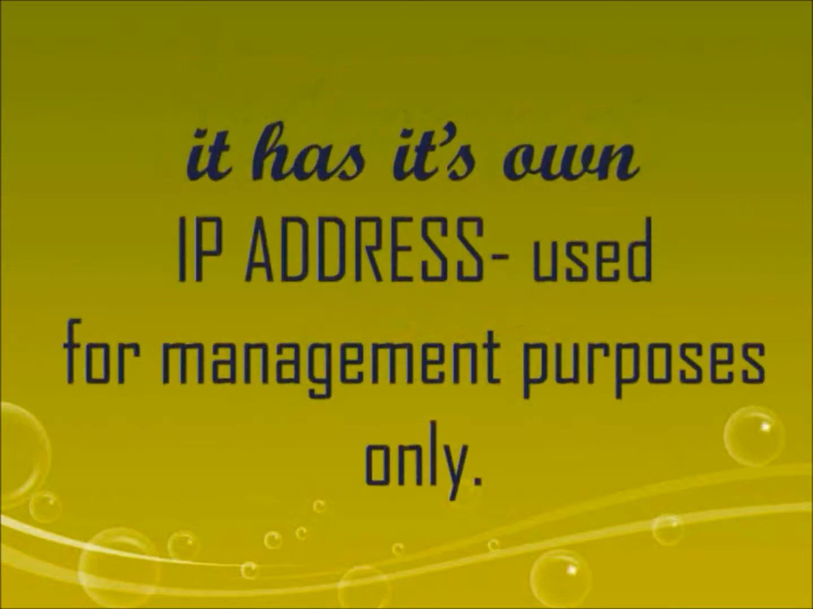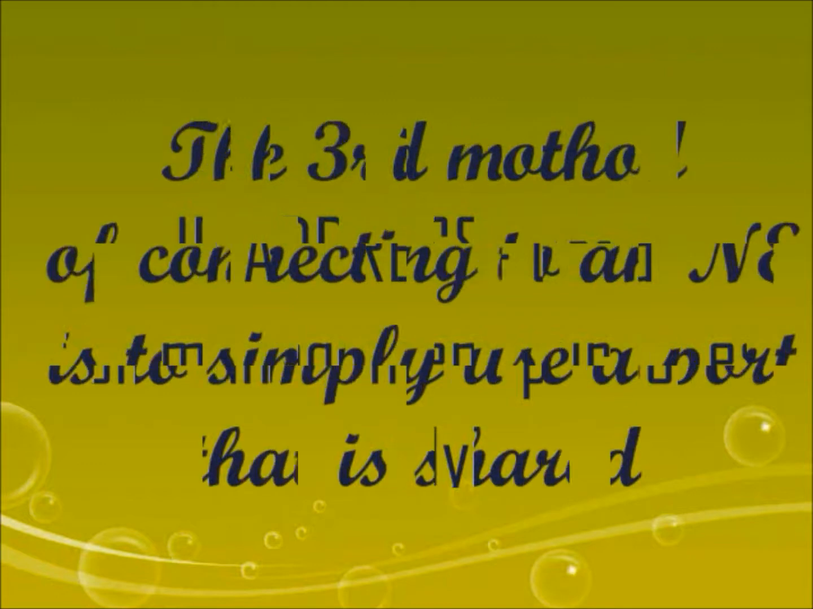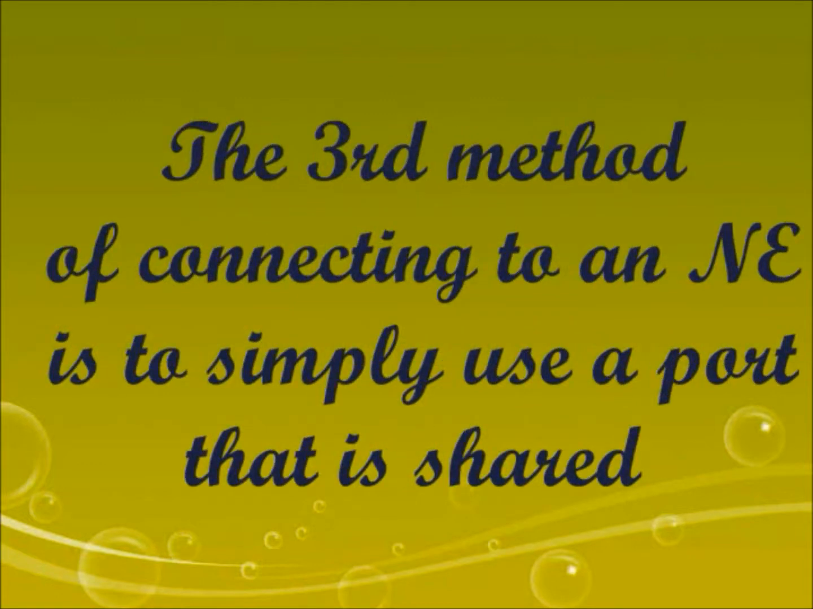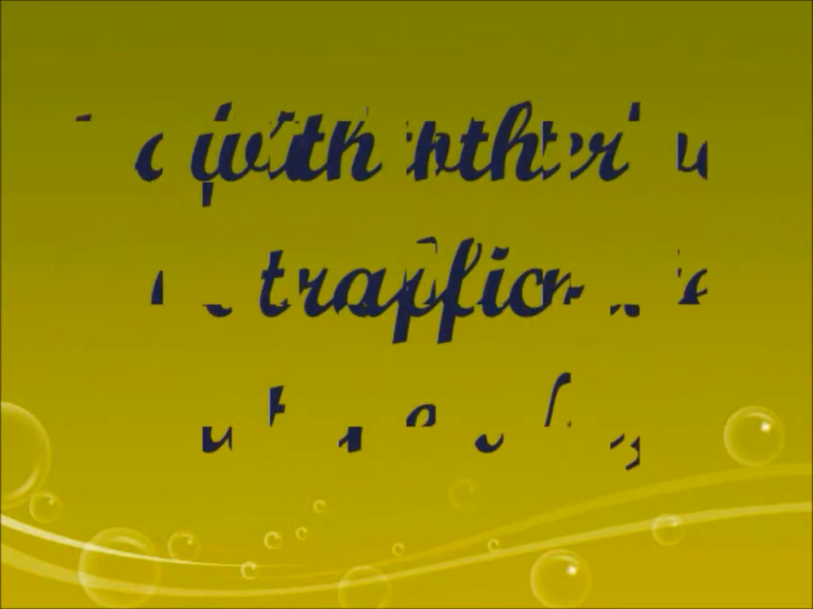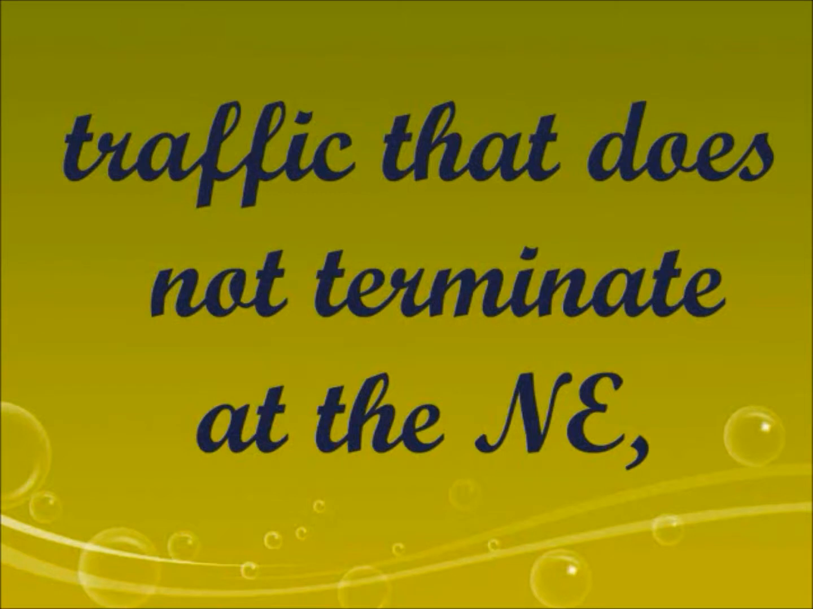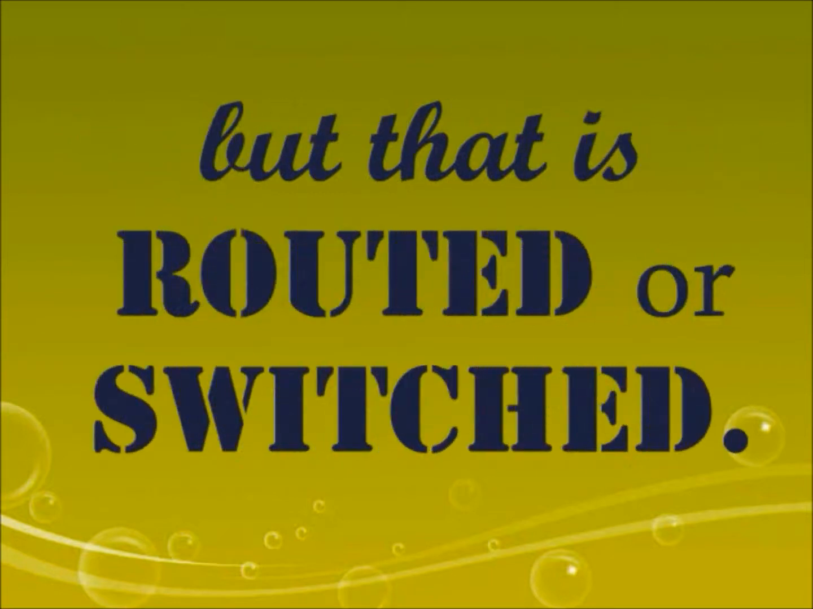Instead, it has its own IP address used for management purposes that allows the network element to be treated and addressed like any other host on a network. The third method of connecting to a network element is to simply use a port that is shared with other traffic. Traffic that does not terminate at the network element, but that is routed or switched. In this case, management traffic is carried in band instead of out of band, as with other options.